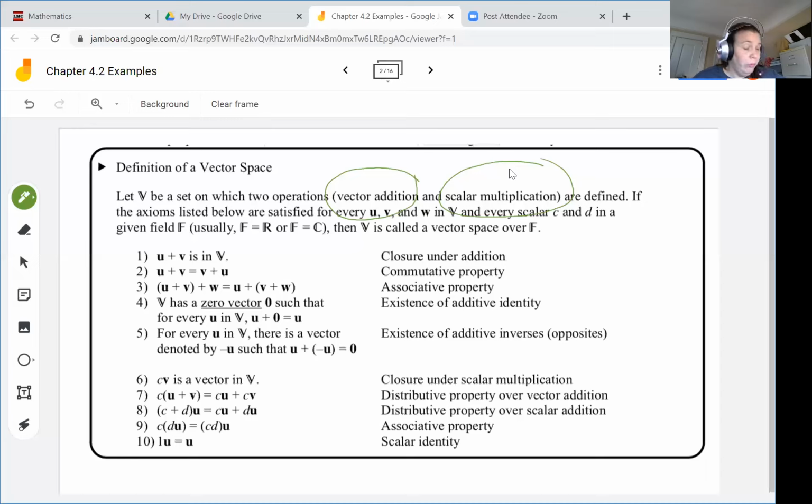So it's important to realize that a vector space consists of four entities: a set of vectors, a set of scalars. So our set of vectors are what we're saying are u, v, w, and our set of scalars are c and d here.